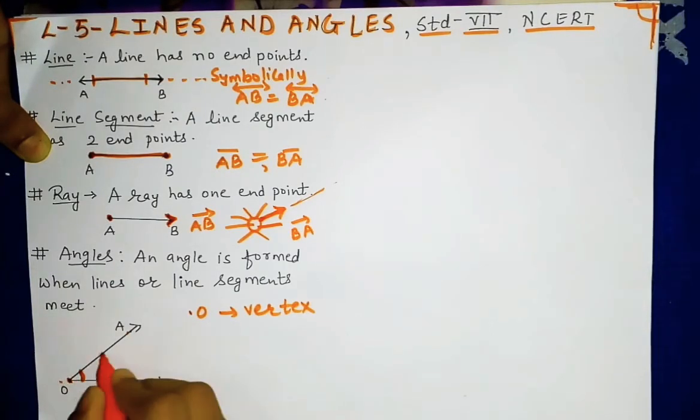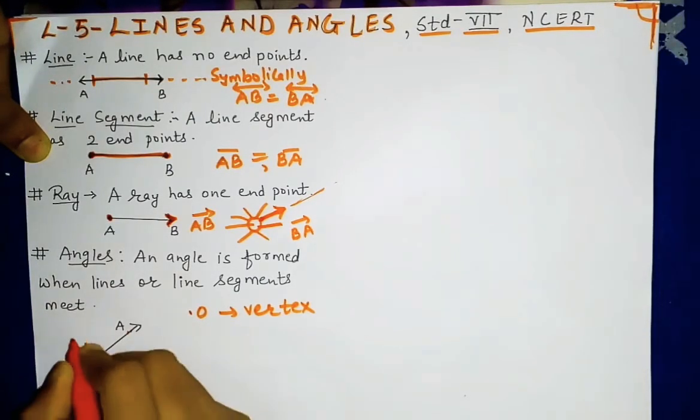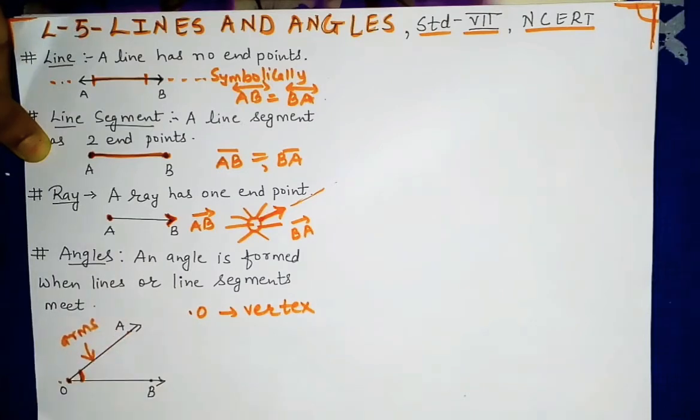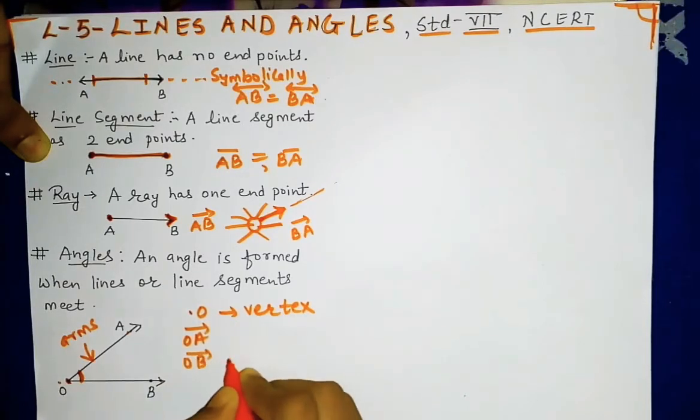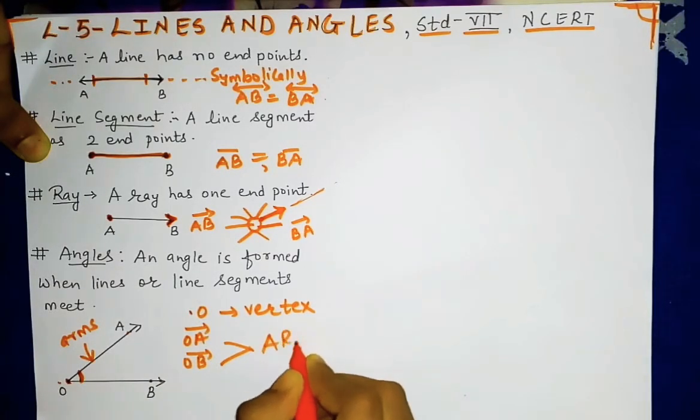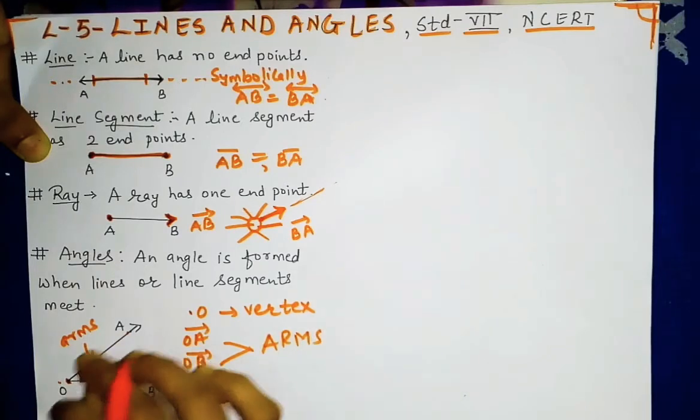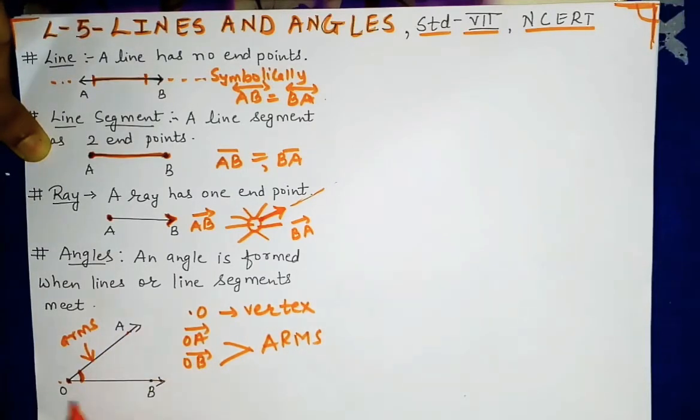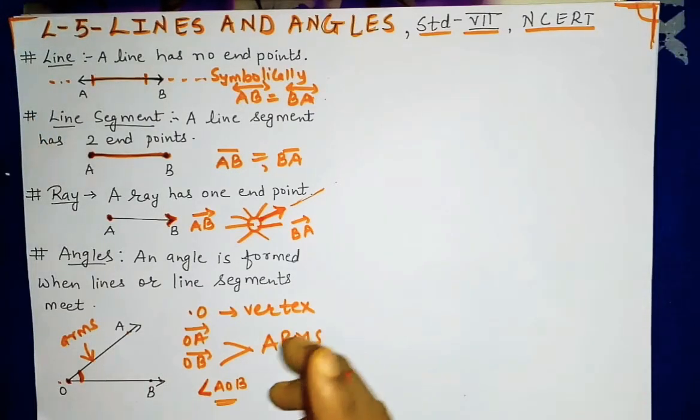And this OA and this OB are called arms. They are called arms of the angle. So they both are called arms of this angle. And this AOB is the angle. So this is the symbol of angle. We write it as angle AOB. So this way we write it in symbol form. So this was about line segment, ray, and angles.